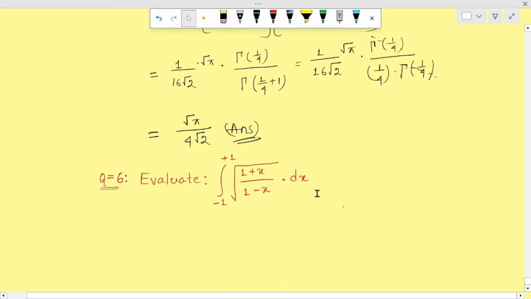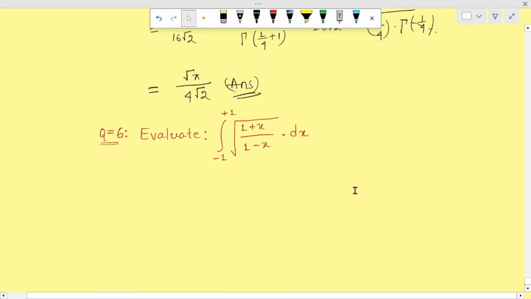Our next question is question number 6. We have to evaluate this integral. The integral limits are -1 to +1, root of 1 plus x by 1 minus x, dx. This integral can be solved by using the trigonometric form of the beta function. So let's start to solve it.